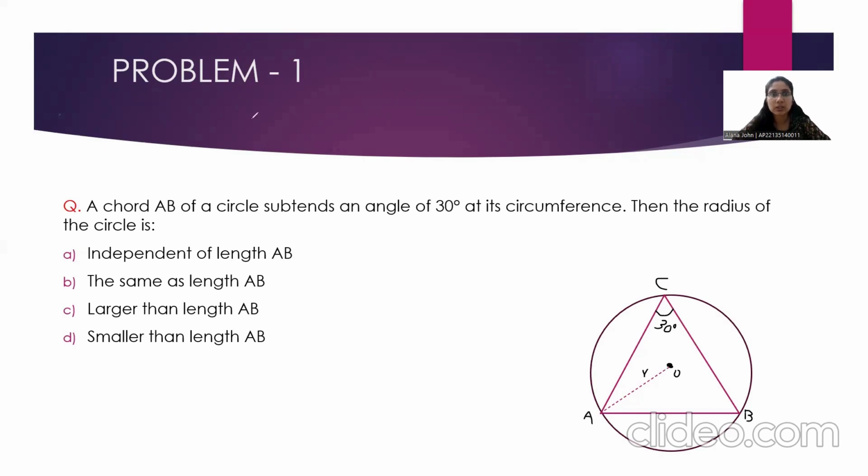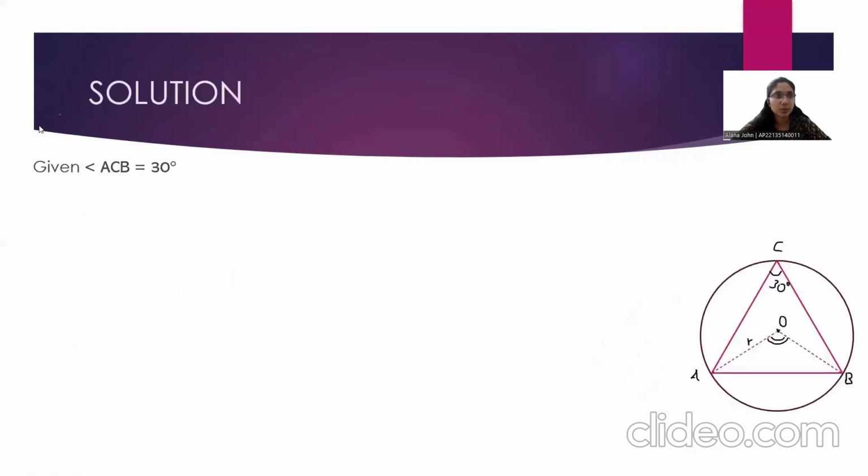So how to solve it? Let's move on to the solution. First we are writing the given information. What is given here? It is given that angle ACB is 30 degrees. It is given in the problem. So we have written the given information. The chord is AB and it's subtending an angle 30 degrees at the point C on the circumference.